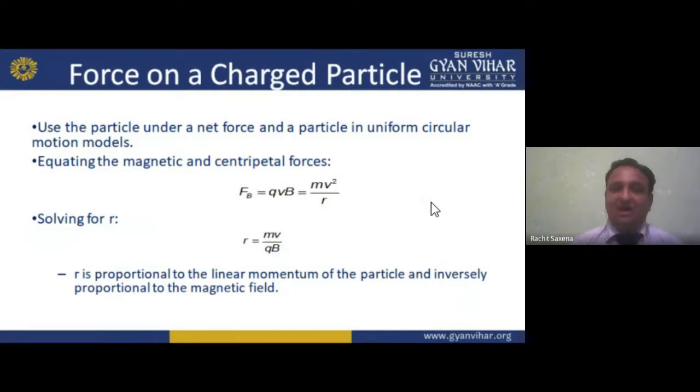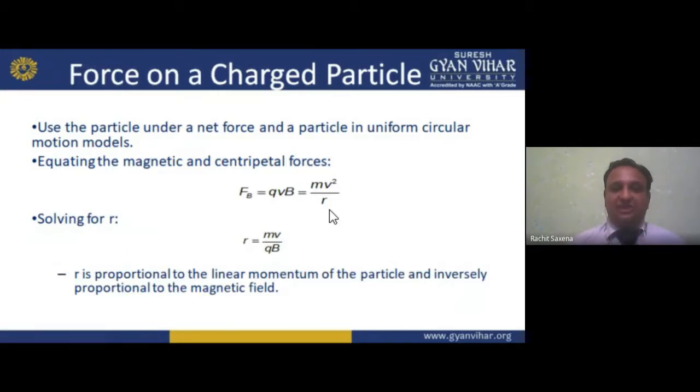If I'm talking about the magnetic and centripetal forces, the equation we have is qvB. But for the momentum, I'm using mv square upon r, where r is the radius, v is the velocity, and m is the mass, that is linear momentum. By this equation, I can convert it into the simple form r equals mv upon qB, where m is momentum, v is the velocity, q is the charge, and B is the magnetic field. I hope you understand.